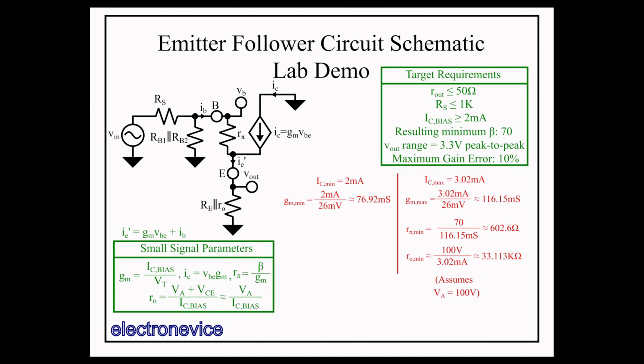Transconductance is 76.92 millisiemens under minimum bias current, and 116.15 millisiemens under maximum bias current. For our design, it's best to get a conservatively low R-pi estimate, so we use the maximum transconductance. Similarly, the minimum RO is best. This way, under conditions with lower IC, these two parameters will actually be higher and thus less impactful on our circuit.